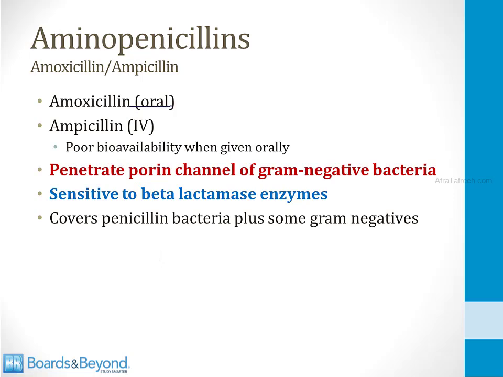Amoxicillin is an oral drug. Ampicillin is given intravenously because it has poor bioavailability when given orally. And the reason these drugs have a broader spectrum compared with the natural penicillins is because they can penetrate the porin channel of some gram-negative bacteria. They are just as sensitive to beta-lactamase enzymes as the natural penicillins.